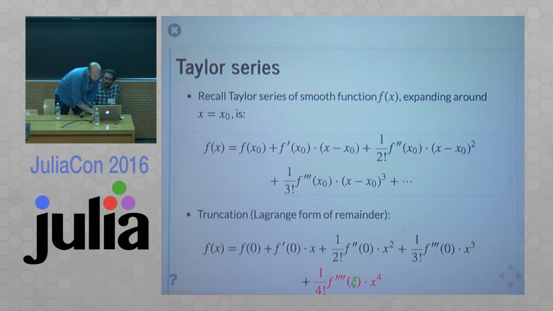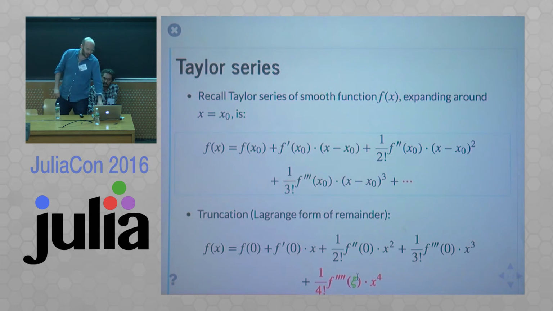So the Lagrange form of the remainder looks like this. We're truncating the series at order 3, so we have a third order Taylor polynomial. And then the theorem says that the remainder has this form: it's the fourth derivative of the function evaluated at some point, xi, times x to the 4th, where x is where I'm trying to evaluate this function close to 0. And what is xi? Well, we don't know what xi is. The theorem just says there exists a xi, and xi is known to be in this interval between 0 and x, somewhere.